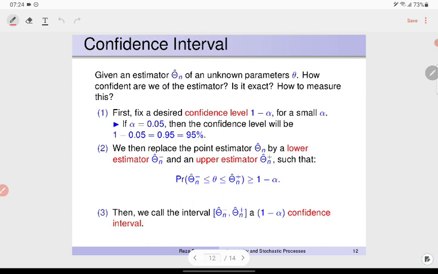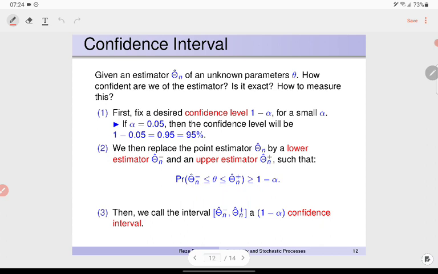There is actually one way to do this. First, we fix a desired confidence level 1 minus alpha for some small alpha. So we decide what alpha is and we choose this one. Alpha is usually very small, for example 5%. If alpha, for example, is equal to 0.05, namely around 5%, then the confidence level will be 1 minus 0.05, which is equal to 0.95, 95%. So it simply means that we have a confidence level of 95%. What does it mean? You're going to see later on.